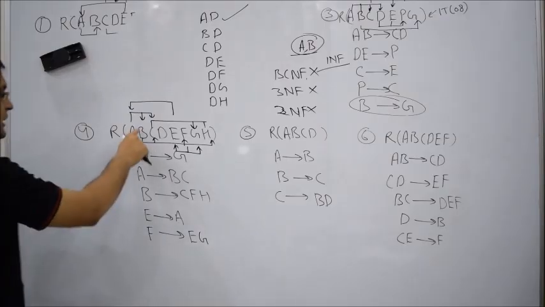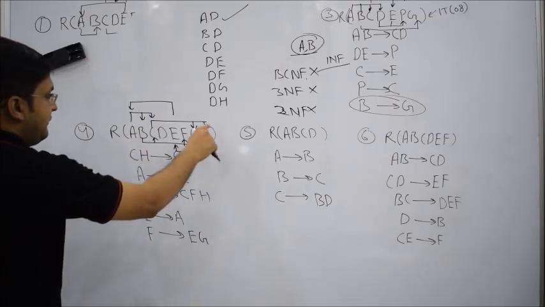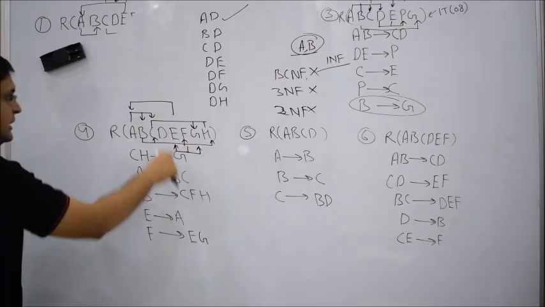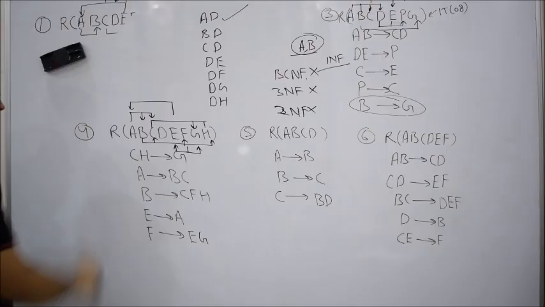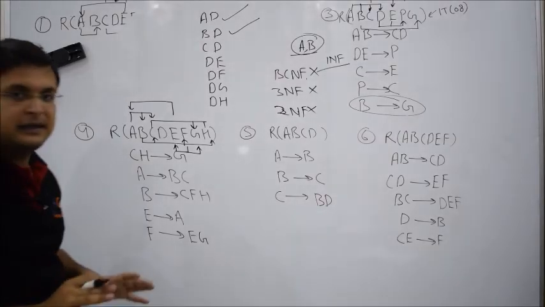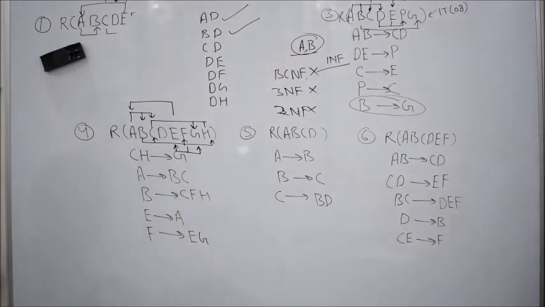Now second we try BD. Again from B we can find C, F and H, and from F we can find E and G, and from E we can find back A. Again everything is already found. Then it means BD is also a candidate key. Okay, now let's try CD.